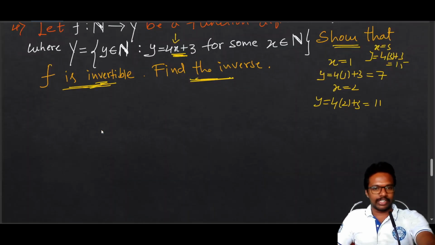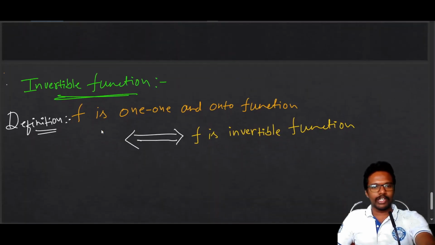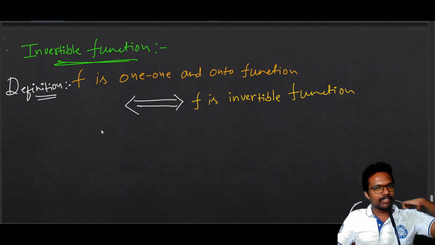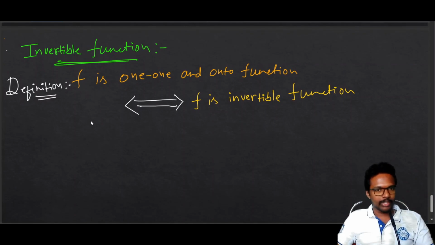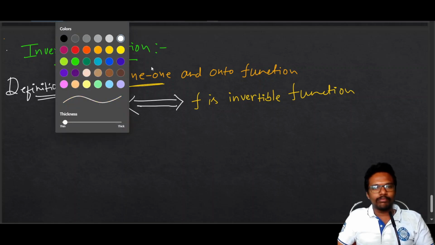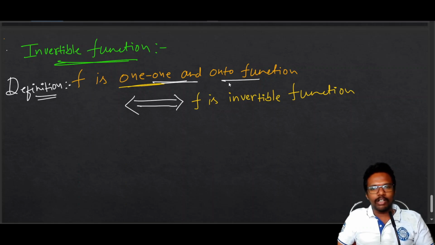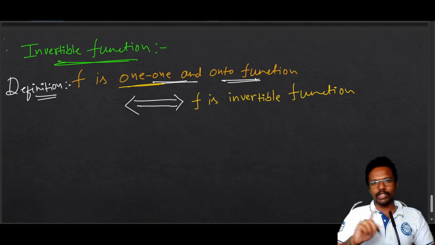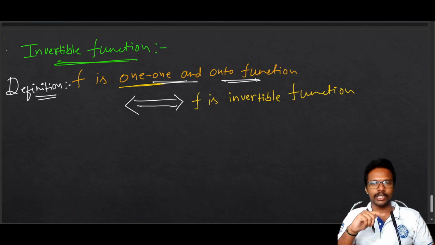Let's understand the invertible function. It is easy, we already know some of the concepts. An invertible function is nothing but a function f that is one-one and onto. We already know about one-one and onto functions. I have explained them in previous videos.